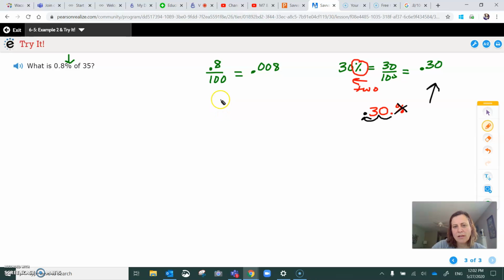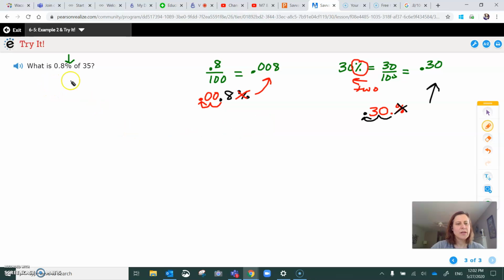So over here, 0.8%, if you want to get rid of that percent sign, you take the decimal, move it 2 places to the left, which means we're going to have to put in some zeros here to fill it up, and the percent has gone away, so it's 0.008.